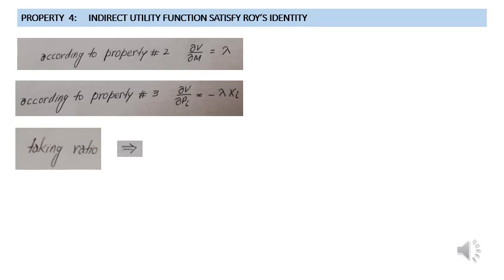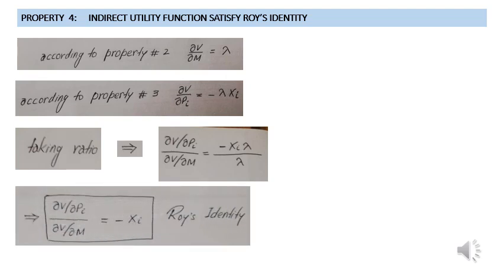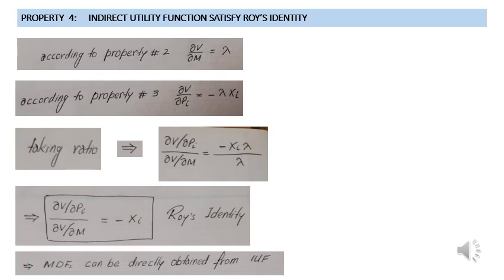We have taken the ratio of the two partial derivatives, that is ∂v/∂pi divided by ∂v/∂m is equal to minus xi. So this is Roy's identity. So what is Roy's identity? That the ratio of the partial derivatives of indirect utility function with respect to price and income is equal to a Marshallian demand function with a negative sign. So from here we got one more piece of information, that Marshallian demand functions can be obtained from the indirect utility function also.